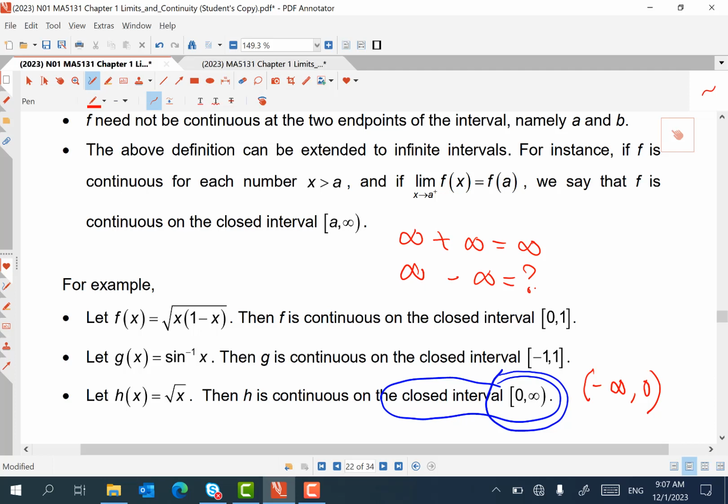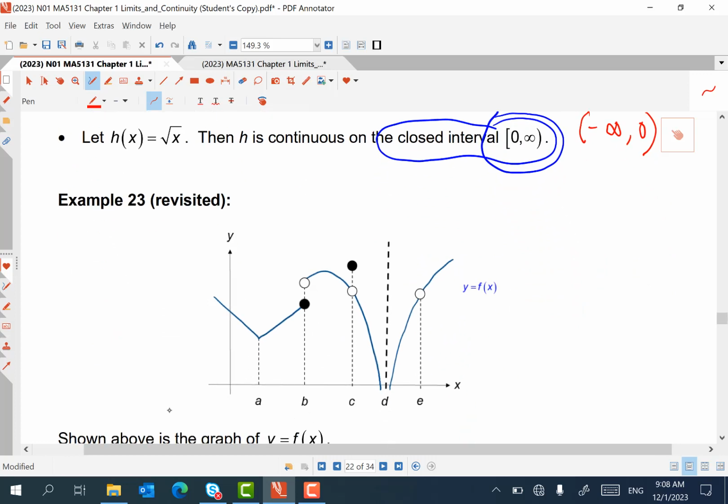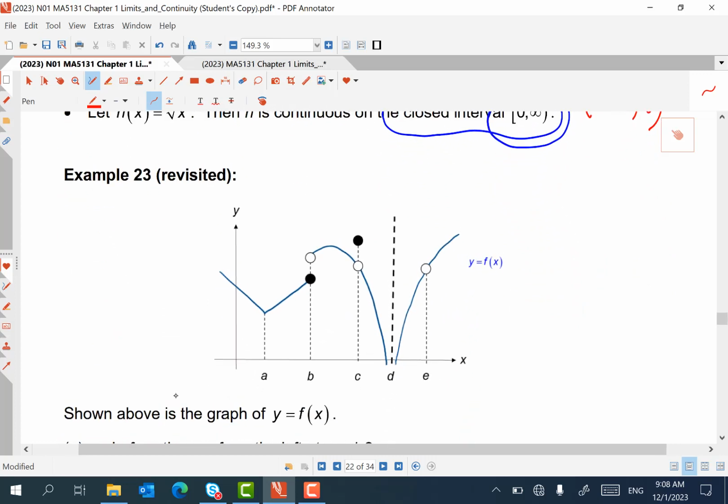You can't say it's 0. If you say this is 0, right, then after all this is not really that big. Okay, anyway, let's do example 23.